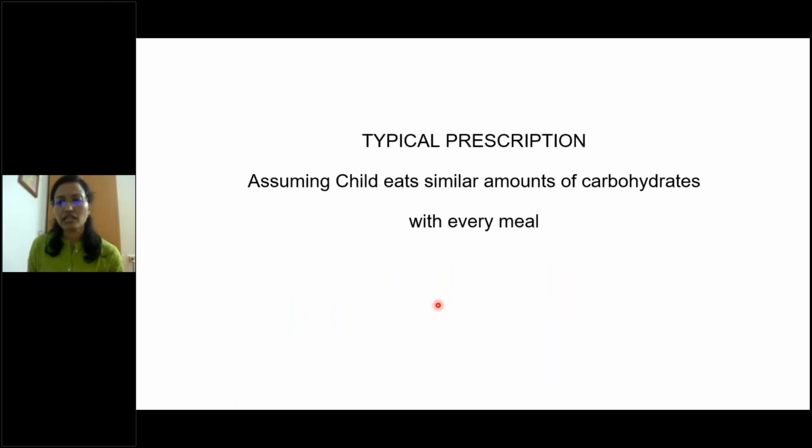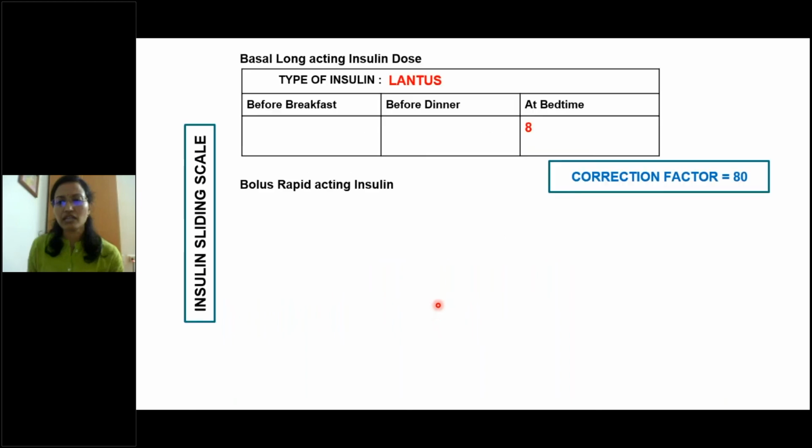So look at the typical prescription, assuming the child is eating the same amount of carbohydrates at every meal. This is what I'm going to write. In a child on basal bolus, I decided to give Lantus or basal at bedtime, 8 units. We have calculated that.